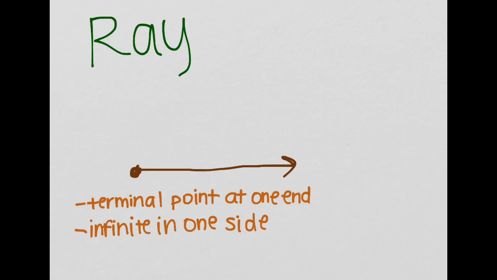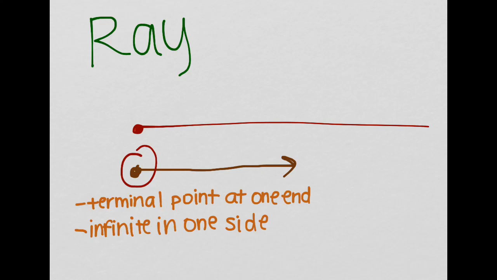Now the ray is a hybrid of the line segment and the line, because it has a terminal point. For example, it has the terminal point at one end, but it's infinite on the other end. So again, we can never draw a ray, but we just put an arrow at the end that's infinite in. Now it's usually denoted through 2 points. So this would be point A, and you'd call this point B. So we'd have point A and point B.